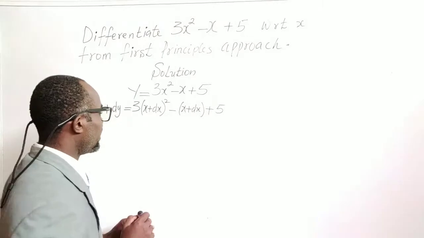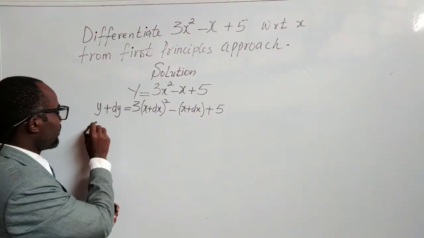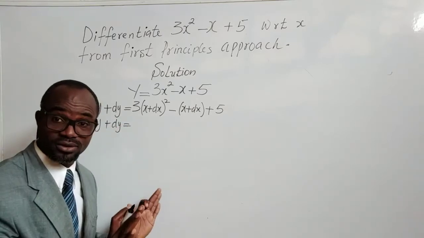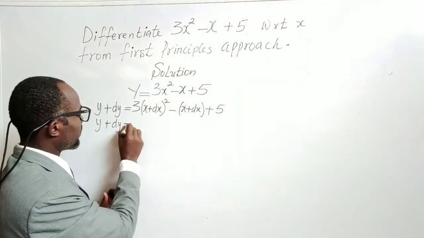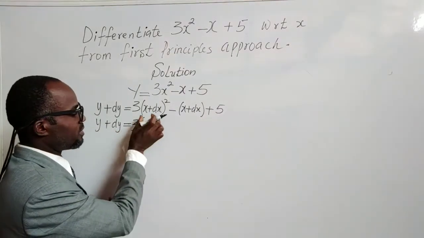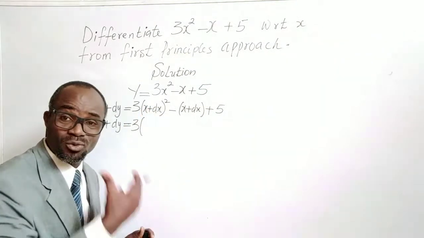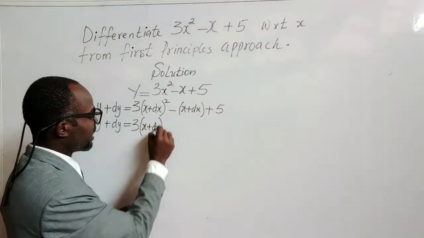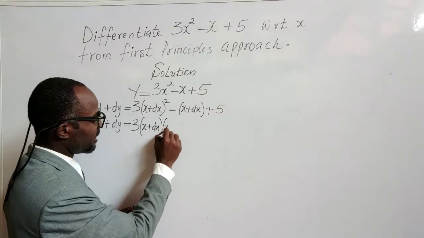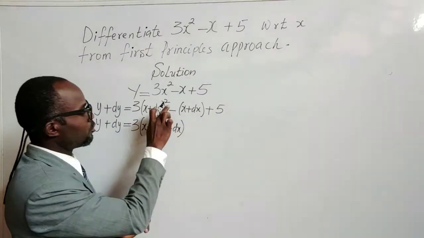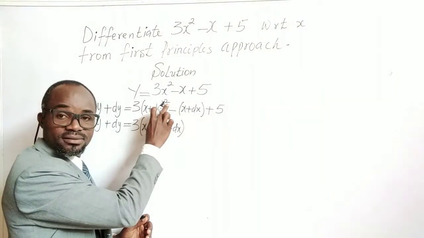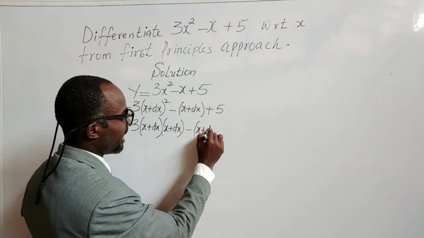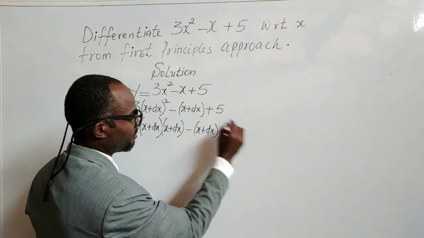It's clear. The next thing is, we maintain this small change in y throughout. Look at it here. We open the bracket, because squared means that this bracket appears twice. So we have x plus dx, the first parenthesis, and the second parenthesis, x plus dx again. Then we maintain minus x plus dx, and then plus 5. That's all.